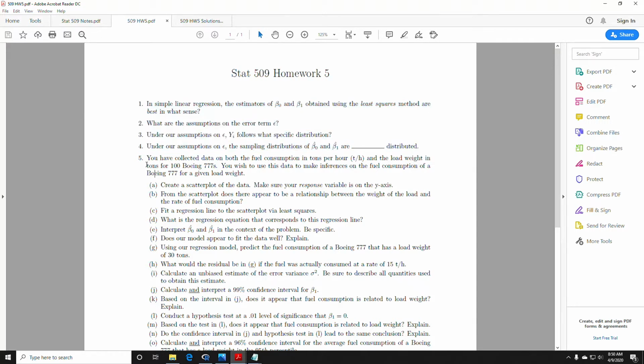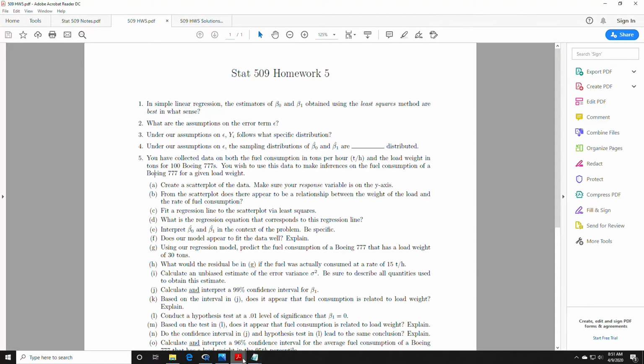Okay, but so for question number 5, we have data on fuel consumption and load weight for 100 different Boeing 777s. So our goal is to try to better understand the fuel consumption of a plane based on its given load weight. Okay, and so this should be called fuel, and as with all the other data sets, should be under Blackboard, course content, data sets.